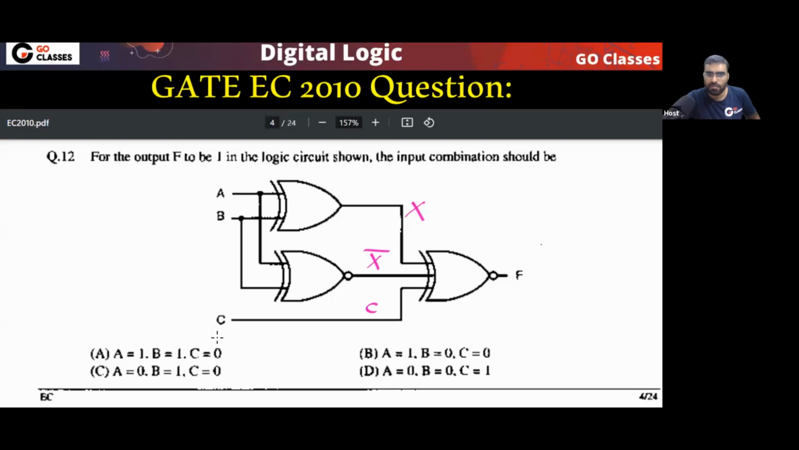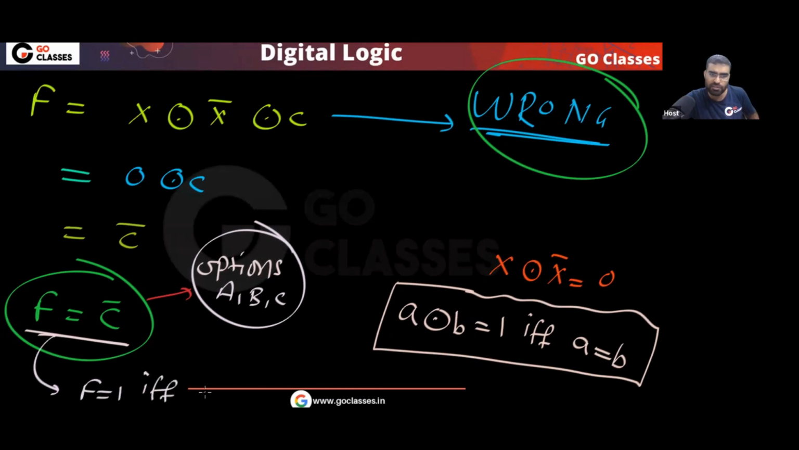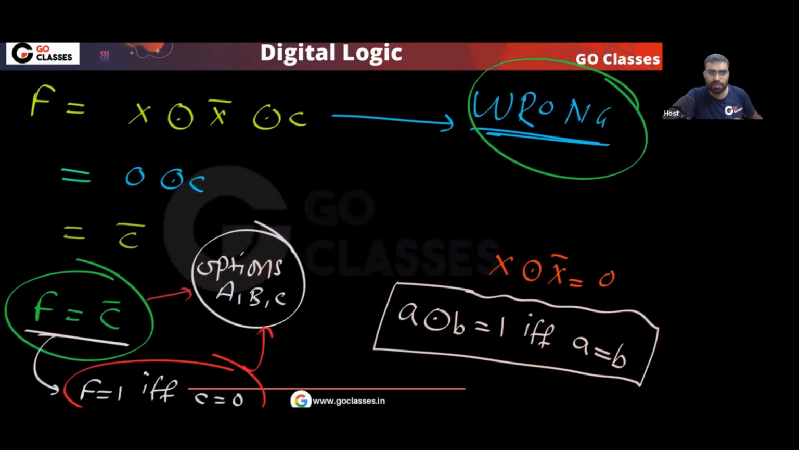Now tell me which option will be correct. Option ABC will be correct, because F will be 1 if and only if C is 0. And that means option ABC. So is this clear to everyone? If you do it like this, it will be wrong.